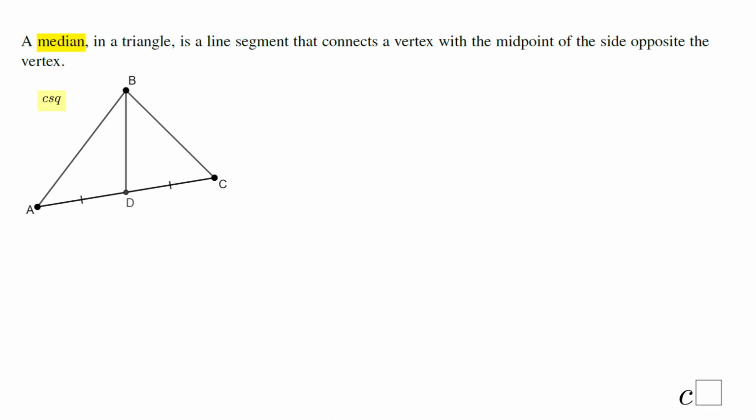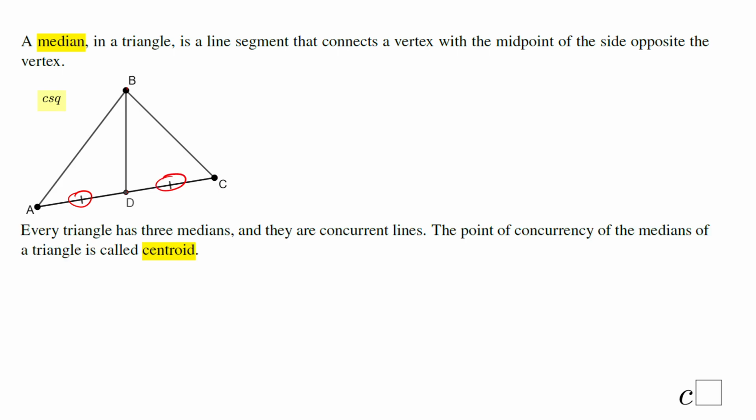In this lesson we'll talk about two more important segments that come with a triangle, and the first one is what we call the median. The median is the segment that connects a vertex with the midpoint of the opposite side. So in this picture you see this BD, it's what we call a median. It connects the vertex B with the midpoint of segment AC, the opposite side. How do we know this point is the midpoint? Because you see these two segments are congruent.